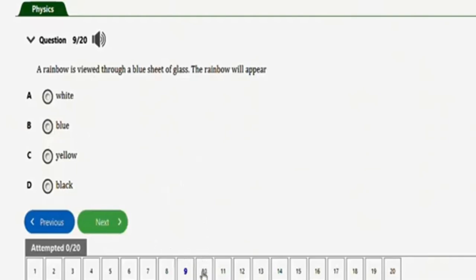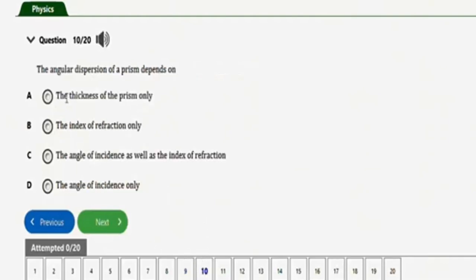Alright, so the next question will be this one. It says, the angular dispersion in the prism depends on, we have the thickness of the prism only, the index of refraction only, the angle of incidence as well as the index of refraction. We have the angle of incidence only. So the correct option to this question is option B, which is the index of refraction only.